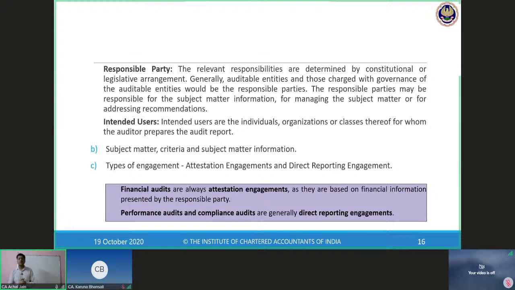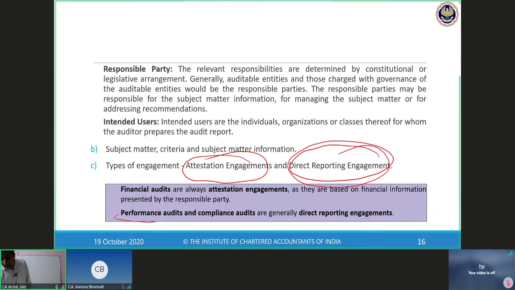Now there are two types of reports, and those two types of reports will vary depending on the type of engagement. For example, if it's an audit of financial statements, then the audit report will be called an audit report on attestation engagements. And in case it's a specialized type of audit, for example, something related to management audit or operational audit, which is also considered to be a sort of proprietary audit in the context of PSU, what do we call such types of audits? Direct reporting engagements, for which we can have two examples: performance audits, compliance audits.